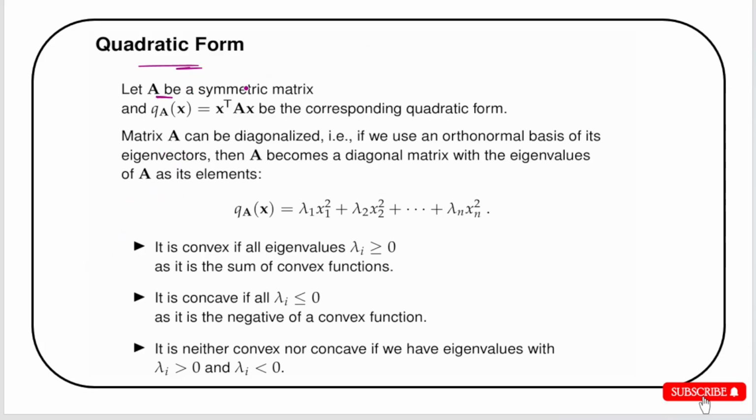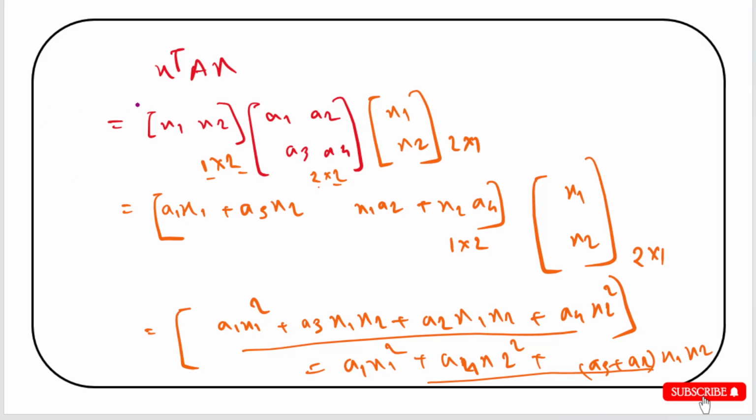Suppose you have a matrix A which is symmetric. Symmetric matrix means A transpose is A. I will be covering all this in detail later on. So you can say that any quadratic form corresponding to this matrix A can be written in this way: X transpose A into X. Let me show you this. I have written here why it is so.